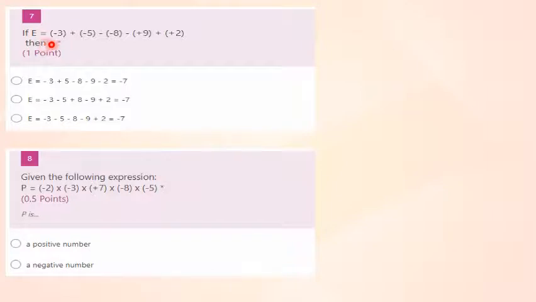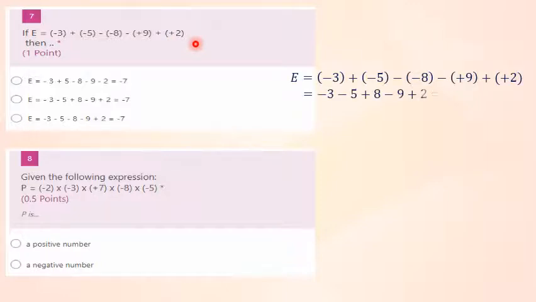Number 7. If E equals minus 3 plus minus 5 minus 8, etc. I have to solve it to find the answer. First step is to get rid of the parentheses. Here we have minus 3. We have opposite signs multiplied by each other, so it's minus 5. Minus 8, same sign multiplied by each other, so it's a plus 8. Minus plus 9, it's minus 9, and plus 2 is plus 2. So the final answer is minus 7.